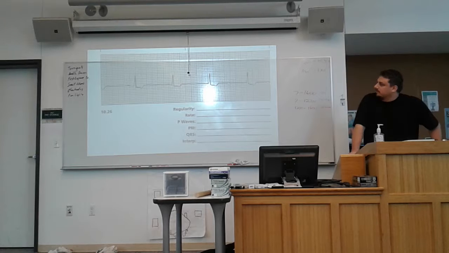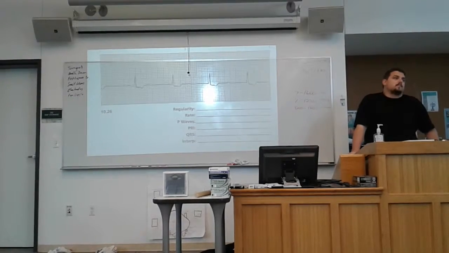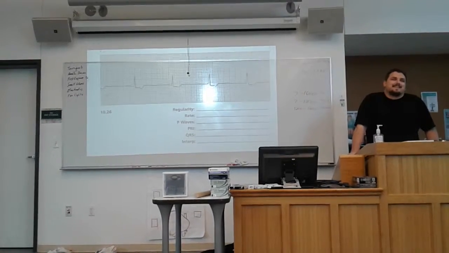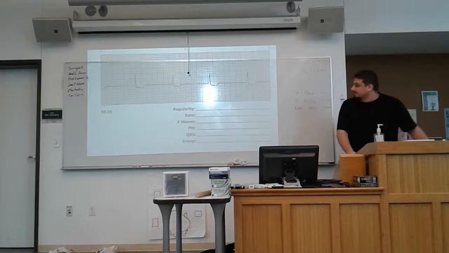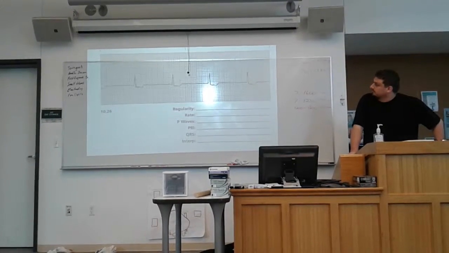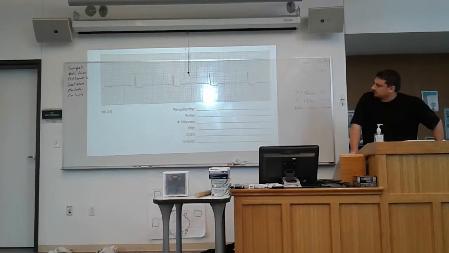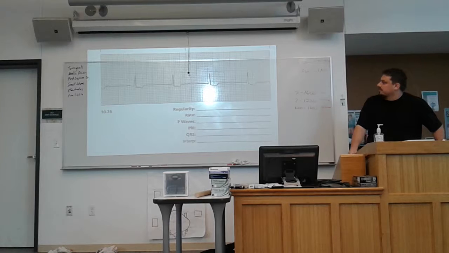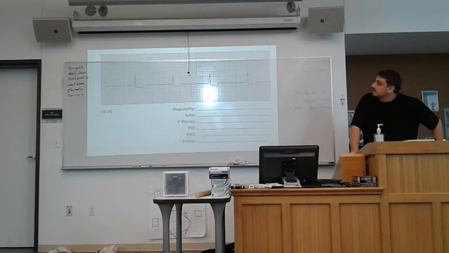Okay, tell me what do we look for? Is it regular? Regular. Is it regular? Yes. Okay. I'd go yes. And then what do we look for? Rate. Okay, what's the rate? Yep. 83 for the atria, 44 for the ventricles. Then what do we look for? P waves. What's that? Oh yeah, those.